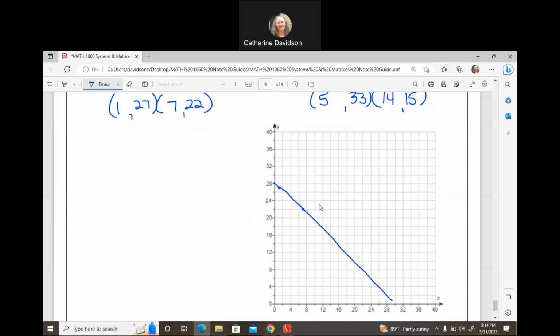So second line, I'm going to make it a different color. So over 5 up 33. Over 14 up to 15. This one's going to be tricky for me to draw.